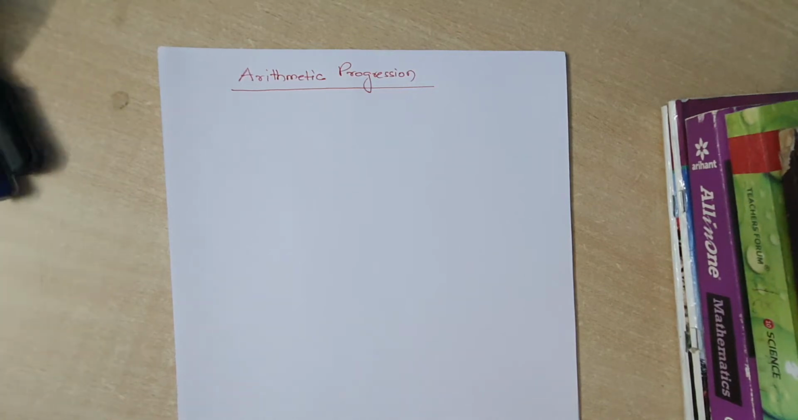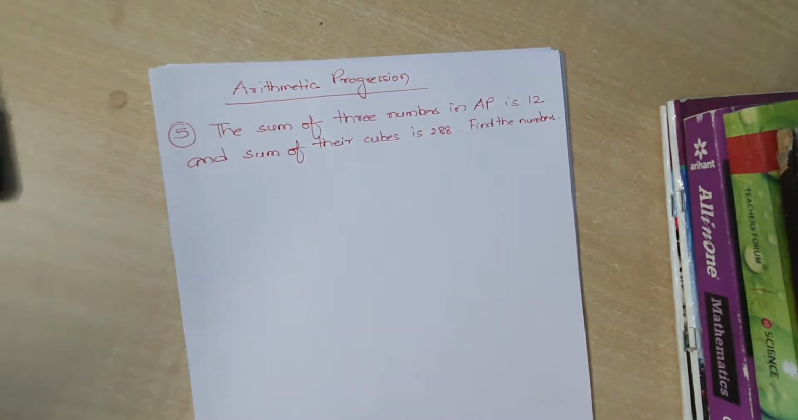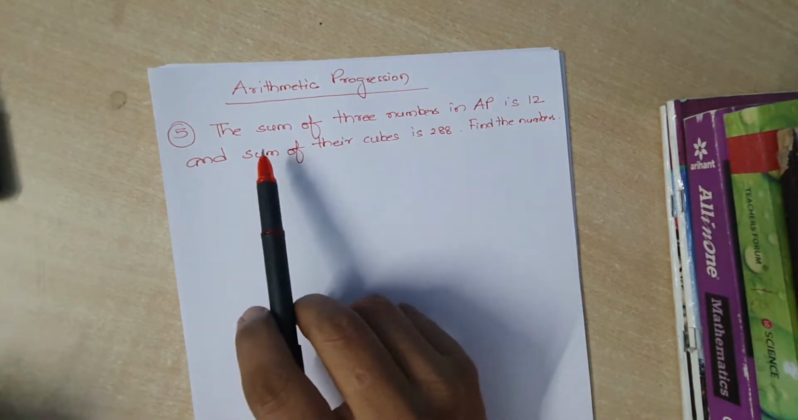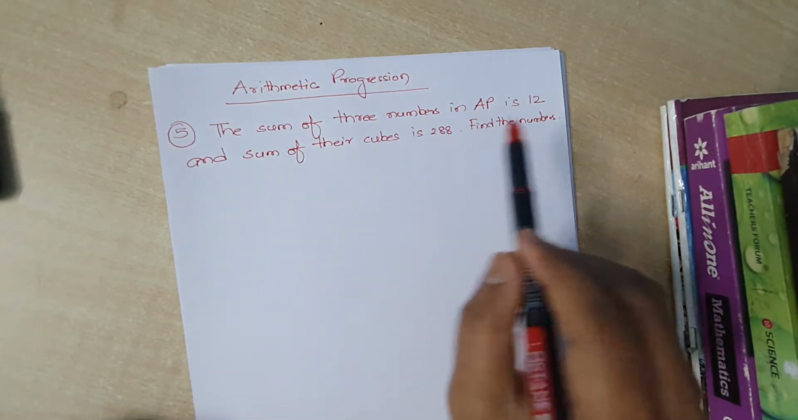So in continuation with our arithmetic progression, this is part 2. In this video also we will be discussing some important questions. See, in this question, the sum of three numbers in AP is 12. The sum of three numbers in AP.